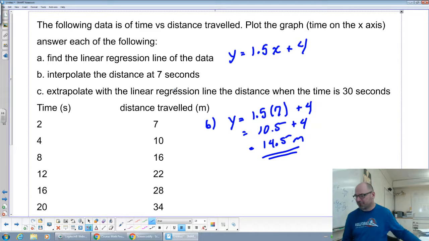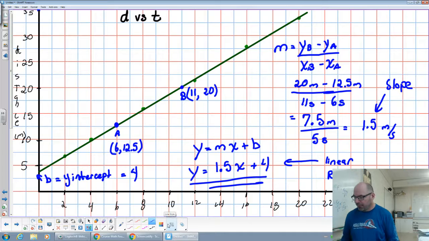So let's check on our graph and see if we got about 14.5 meters at the 7-second mark, just to see if it works. Okay, so 7-second mark is here. 14.5 meters. Yeah, that looks pretty good. There's the 15. That looks like about half a meter there on our scale. Okay, and the last one is to use it.